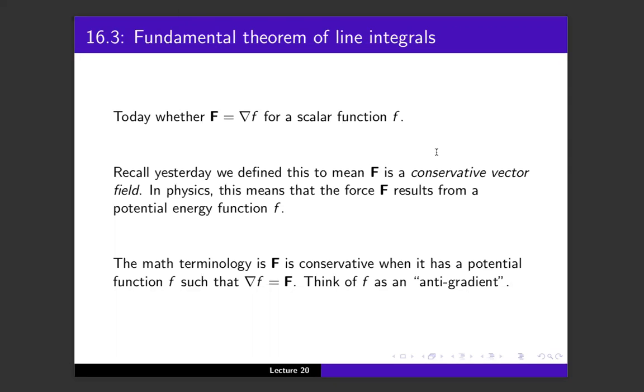What this means in physics is that if you interpret F as a field of forces, like gravity or electromagnetism or fluid flow, then that force field results from some potential energy function, little f. Mathematically speaking, we say that F is conservative when it has a potential function, little f, so that the gradient of little f is the vector field, big F. Sometimes we call little f a quote-unquote anti-gradient, which makes sense because if you take the gradient of little f, you get the vector field, and little f is our anti-gradient in that sense.